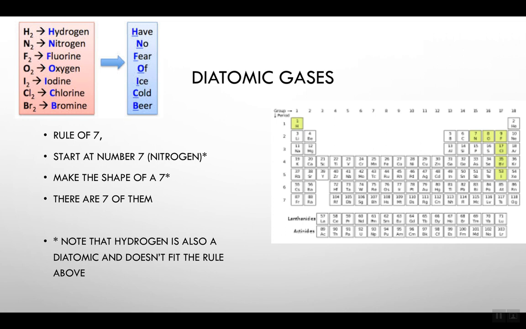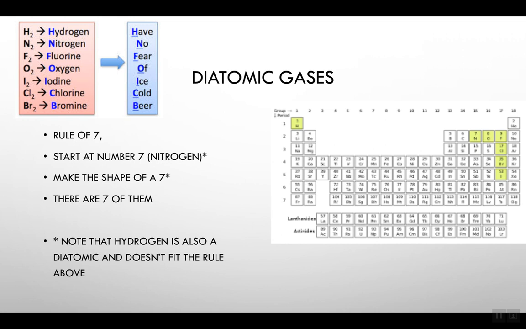A couple of formulas to be careful of though are your diatomic gases. So normally when an element's on its own, its formula is just the element. So neon just has the formula Ne. Don't need to have more than one of them. But there are some of the nonmetals, which are gases, which go around as diatomic gases, which means there's two of them. So H2, N2, F2, O2, I2, Cl2 and Br2.